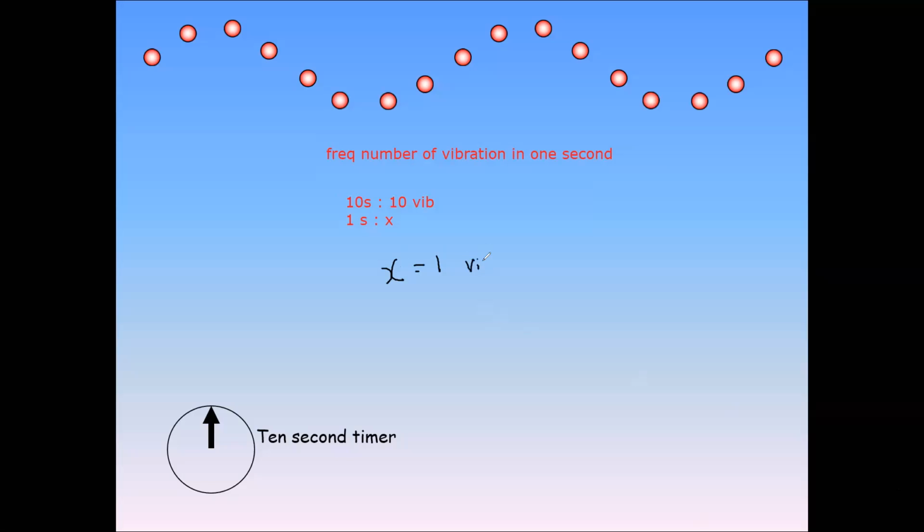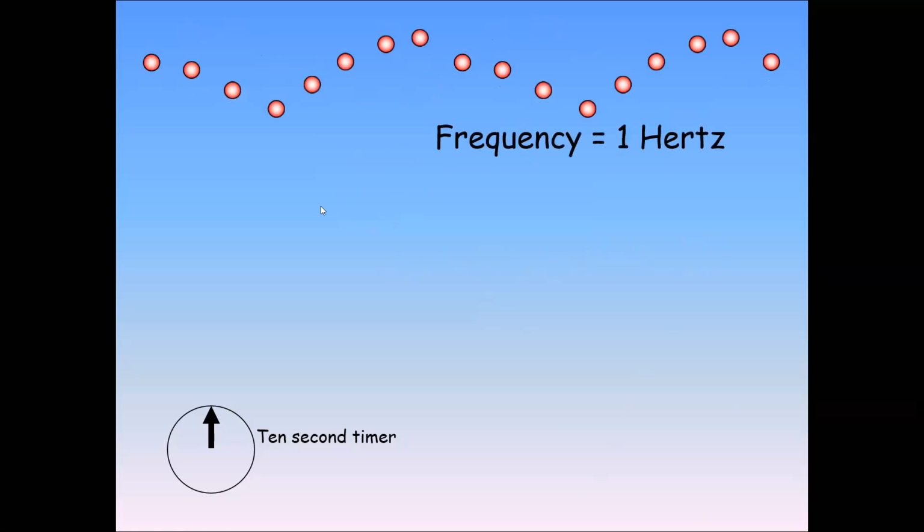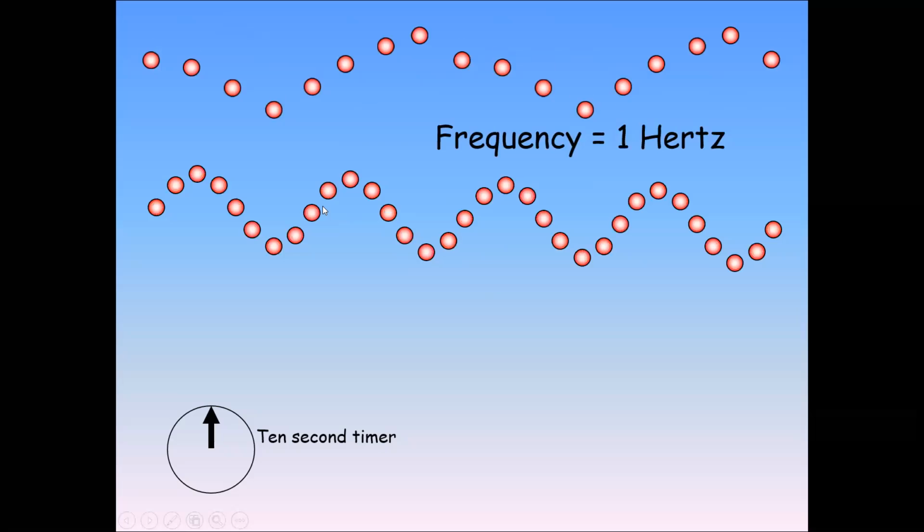And this vibration per second, or reciprocal of a second, is also known as hertz. The standard unit of frequency is hertz, denoted by Hz. So 1 vibration per second, or 1 wave per second you can also say, is actually 1 hertz. Now another example. So the frequency of this one is 1 hertz.